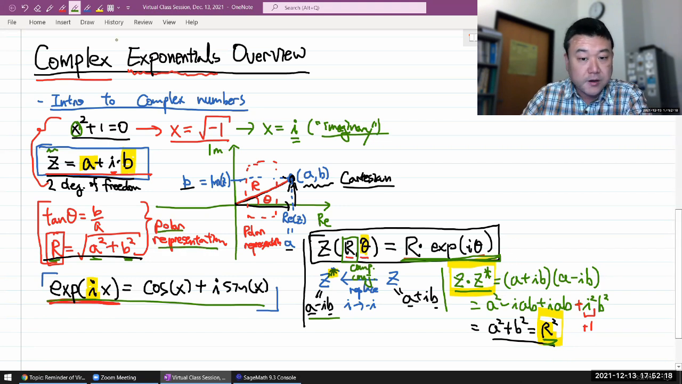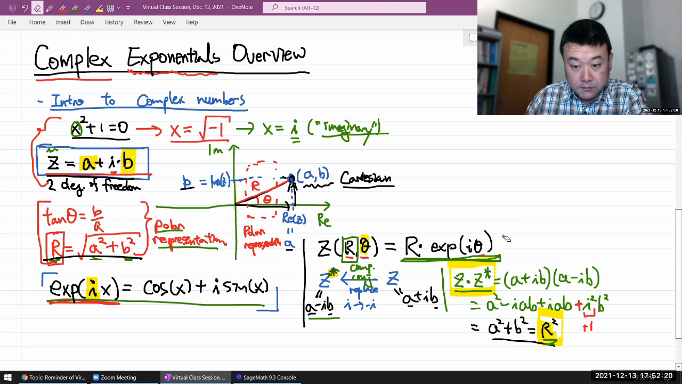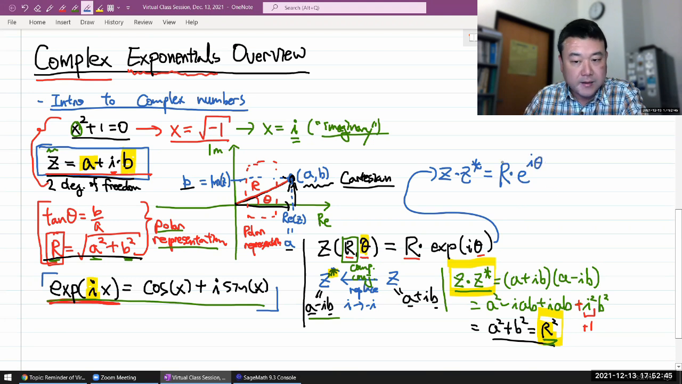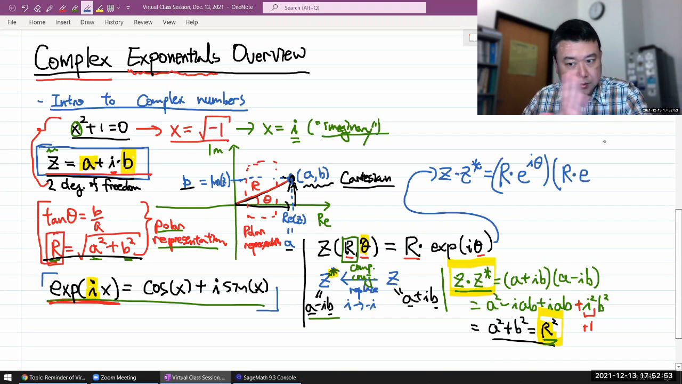So let me do this calculation again in the polar representation. G times G complex conjugate. That's equal to the complex number itself, r times e to the i theta, and I take the complex conjugate, which would be r, it's still a real number, times exponential of i theta. Theta is also real, so nothing happens to it. I just replace this i with a minus i.